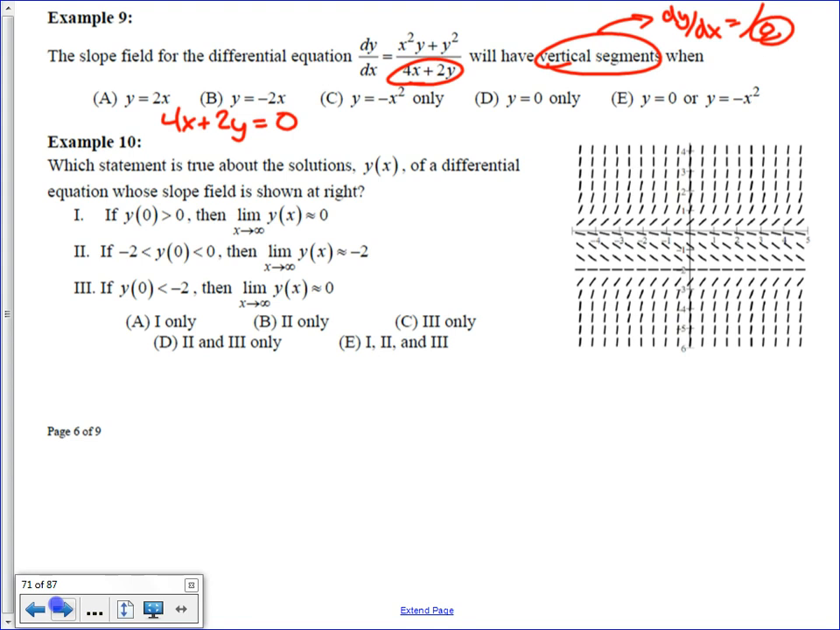What are we solving for? Look at all your answers. Help me out. y equals what? Negative. Therefore, final answer is? Good. Example number 10.